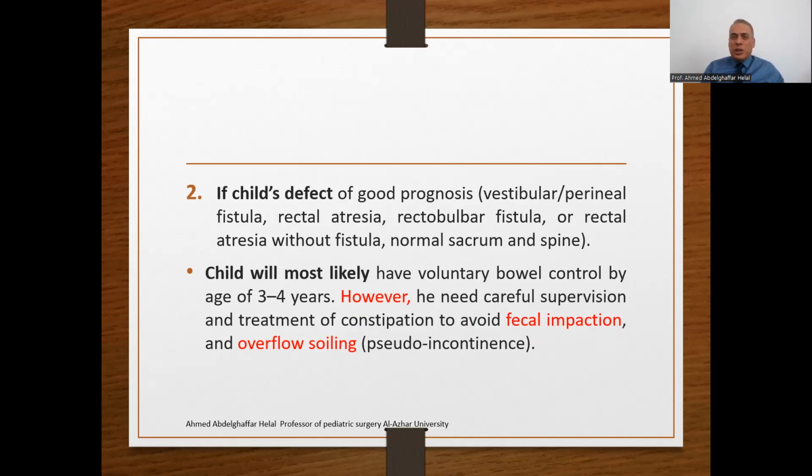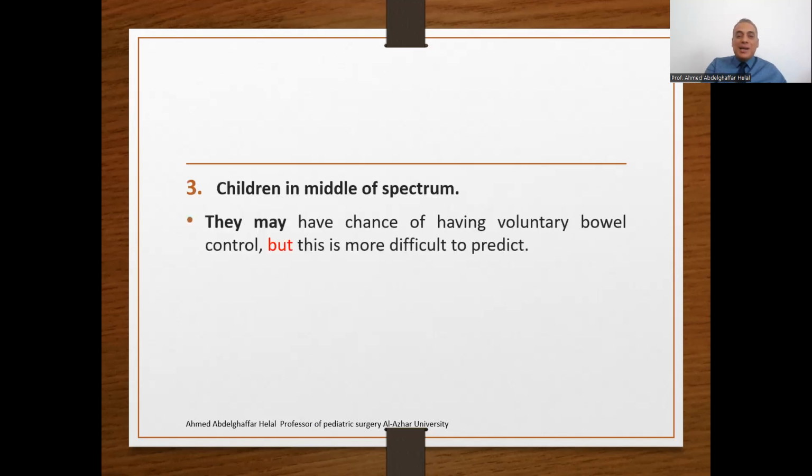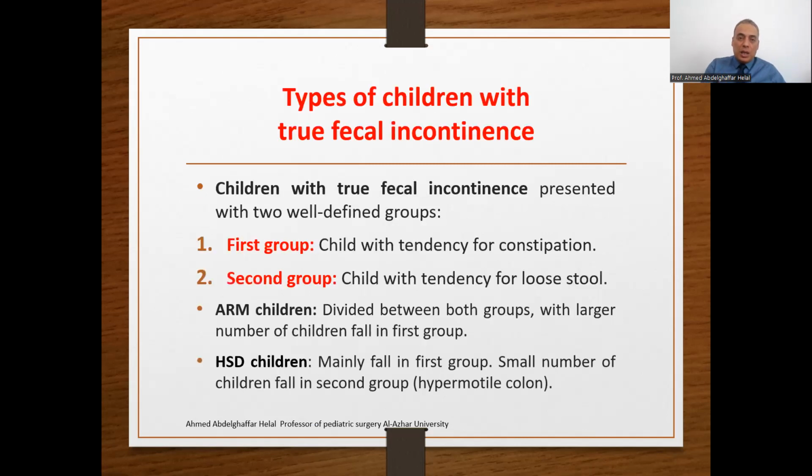What's the type of rectal malformation in the child? Is it of good prognosis for bowel control, or bad prognosis for bowel control? What should you discuss with the family regarding bowel control? What is the expected treatment, the future treatment? Sometimes there is a third type, children in the middle of the spectrum. These children may have a chance of having bowel control, but it is more difficult to predict. Yes, it's very important for the pediatric surgeon to understand these three types.